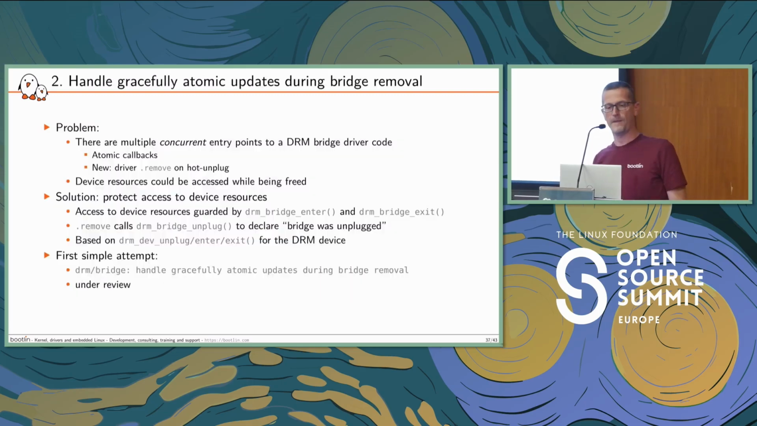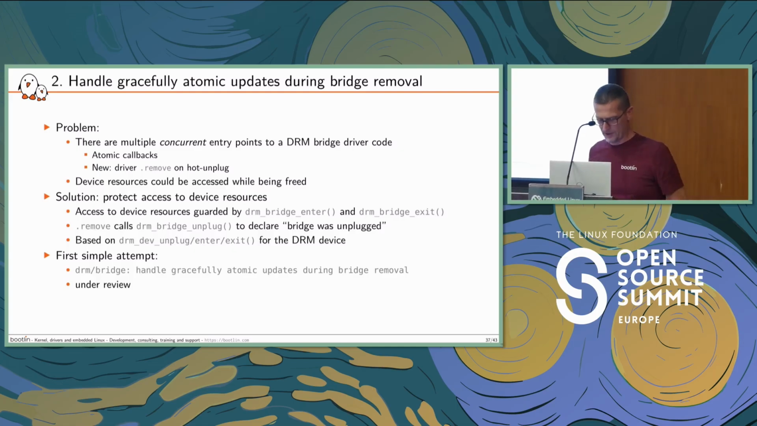Okay, so the other chapters of the grand plan. Chapter 2 is gracefully handling atomic updates during bridge removal. There are now at least 2 code paths that you can enter independently and concurrently. One is that you are removing the bridge because someone physically removed the add-on, and you are doing an atomic mode set change or other operation. This can be very dangerous. You are in your atomic callback, accessing some device resources while you are removing them. So we need to protect from this.